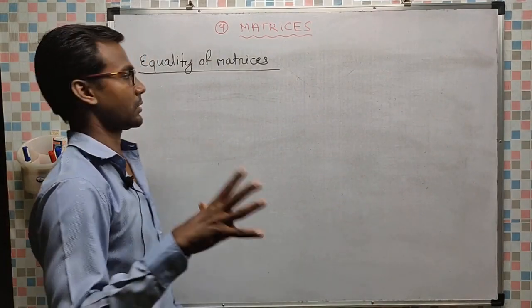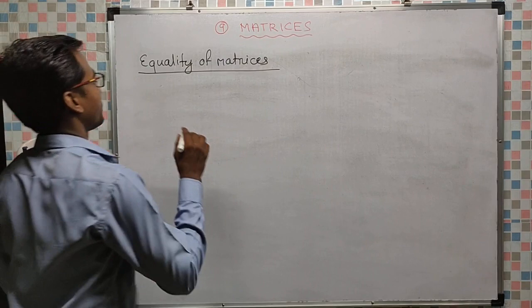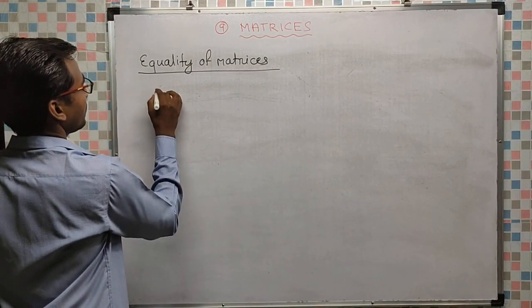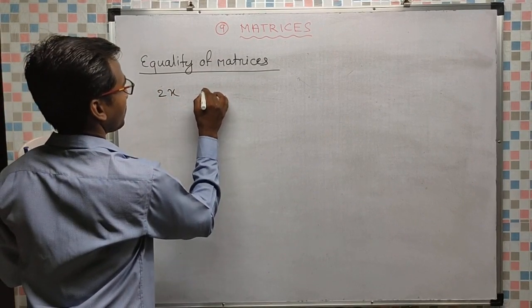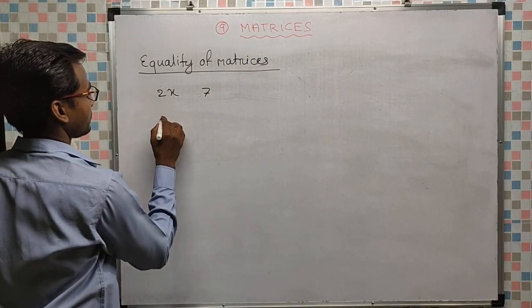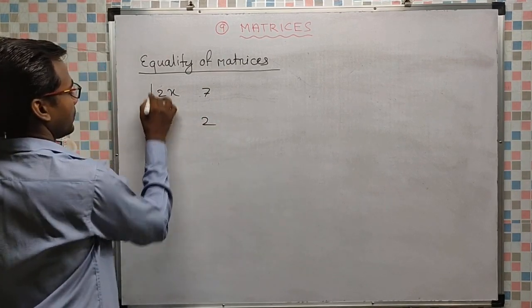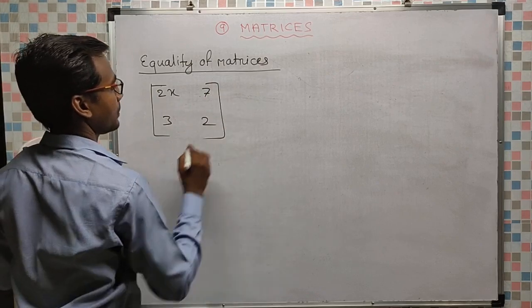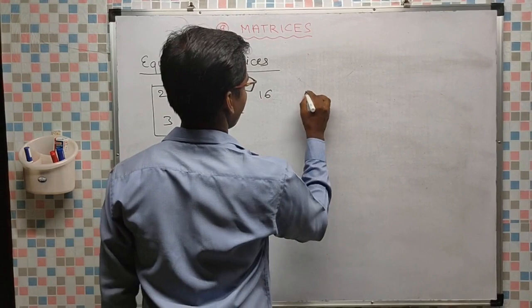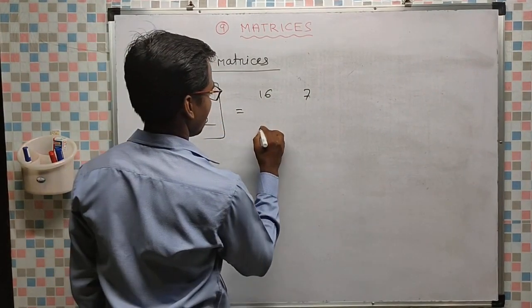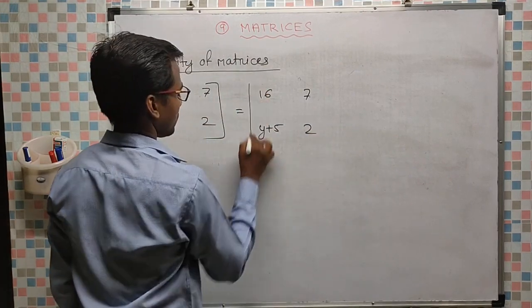Now let us solve a question related to equality of matrices. Suppose the matrix with rows 2x, 7 and 3, 2 is equal to the matrix with rows 16, 7 and y plus 5, 2.